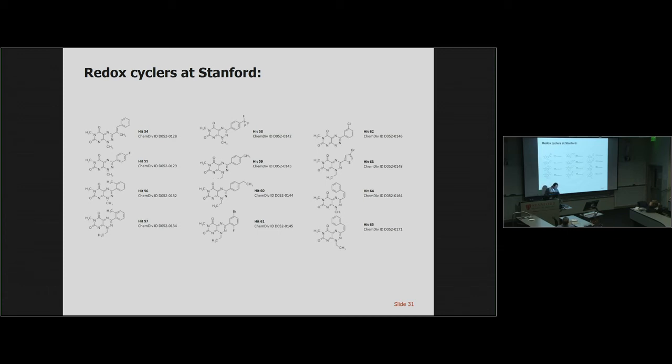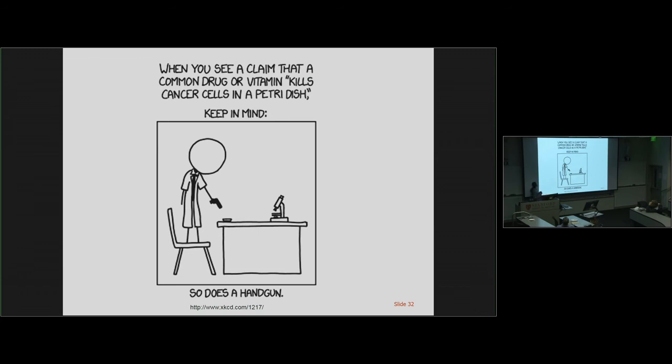What I like to think about PAINS compounds is, I'm reminded of this cartoon from XKCD. When you see a claim that a common drug kills cancer cells in a petri dish, keep in mind, so does a handgun. I think PAINS are kind of the handguns of the chemical world. Sure, they're probably going to hit your assay, but it's not a very subtle tool for probing biology. But as I said, at least you can identify those.